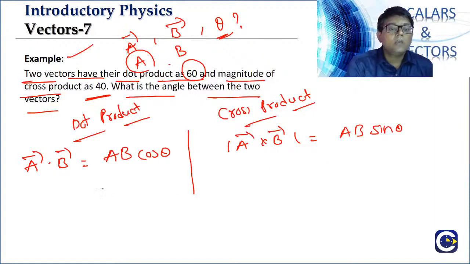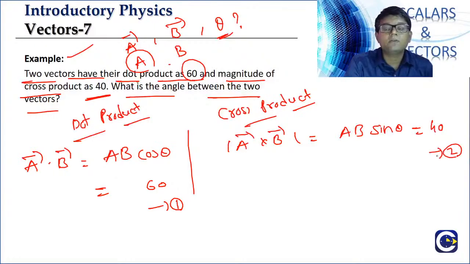Now, AB cos theta value is what? 60. Call it equation 1. AB sin theta value is what? 40. Call it equation 2. Now, from both these equations, we have to find our theta value. We don't need A and B. We need only the theta value.